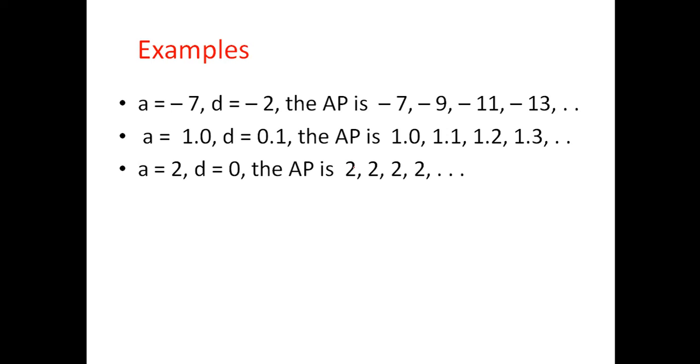Then the last example, A equal to 2, D equal to 0. So the AP will be 2, 2, 2, 2. How can you find out? Because the difference is 0. So the full list will be 2, 2, 2, and so on.